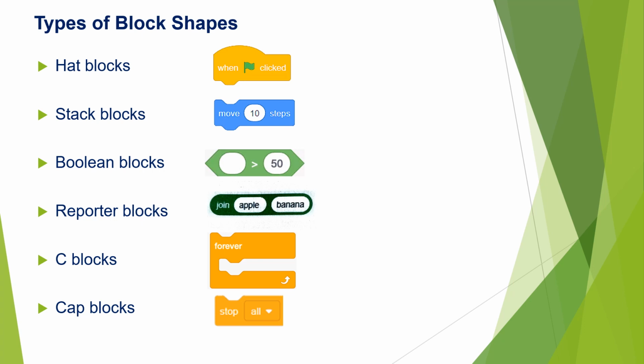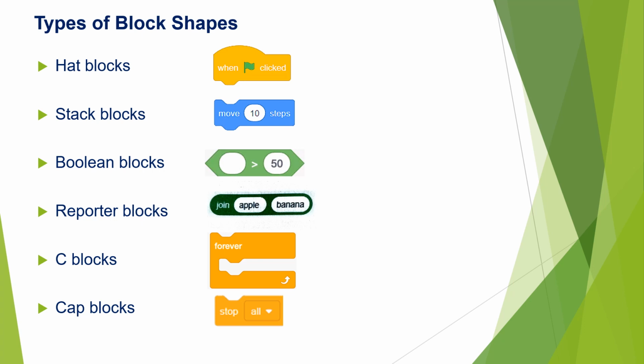Stack blocks are used to perform the main commands. These blocks have a notch at the top and a bump at the bottom. You can place other blocks above as well as below a stack block.